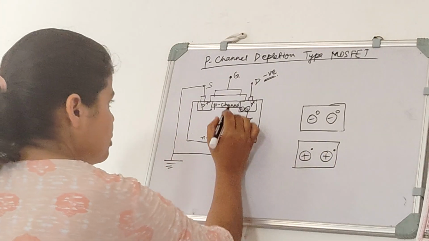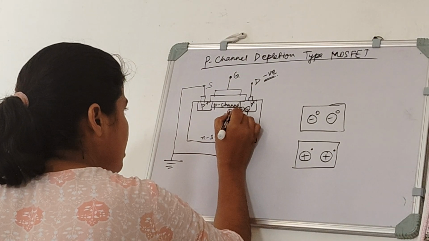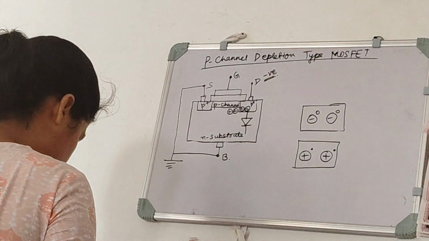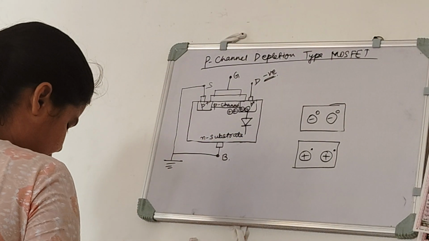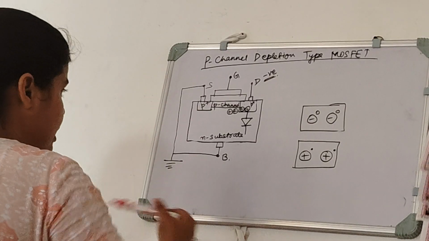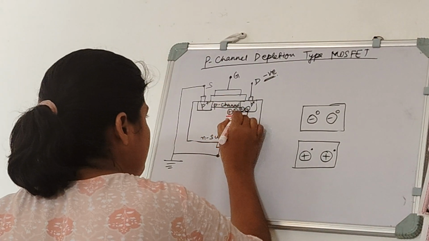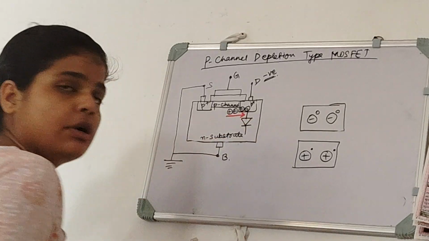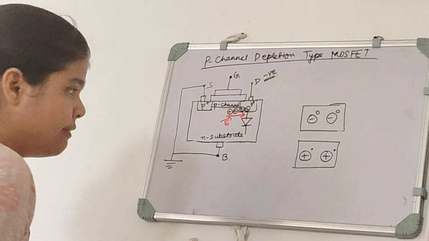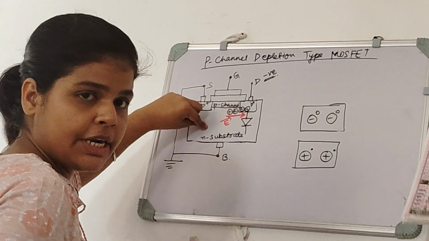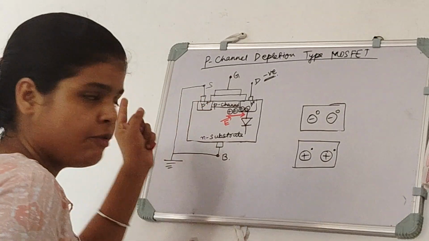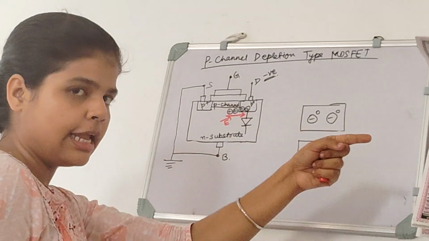So these positive ions will be here, and due to these positive ions and these negative ions, our electric field will be created, and that electric field will look something like this, that is, the direction of the electric field will be from here to here, because the direction of electric field is always from positive to negative. So here positive ions of N substrate and negative ions of drain. So electric field will be from here to here in this direction.